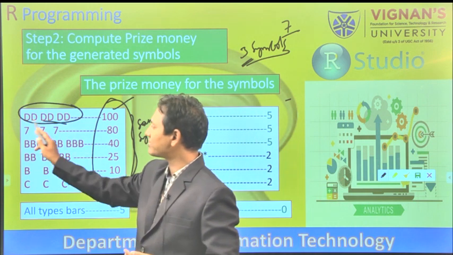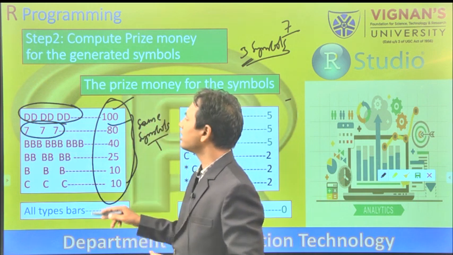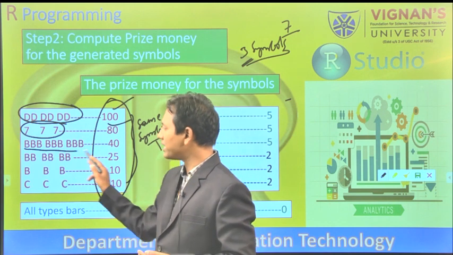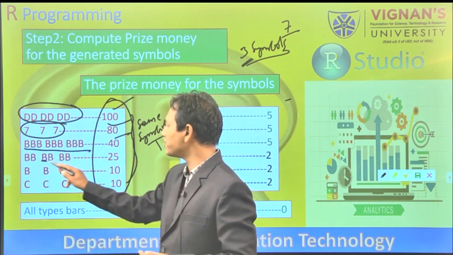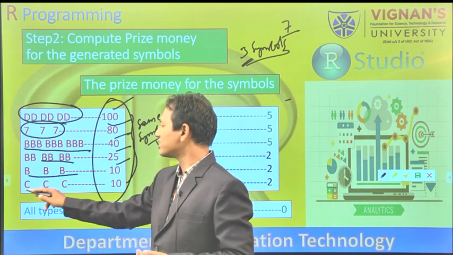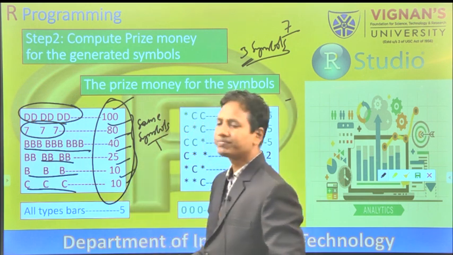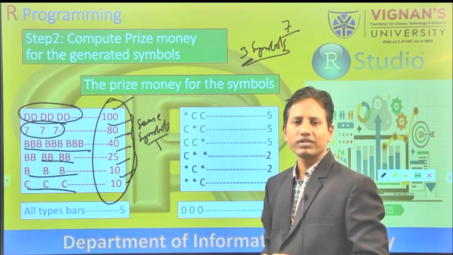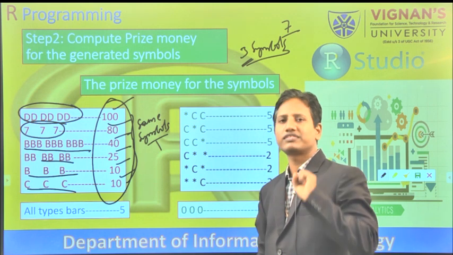If 3 are 7s, we have to give 80. If 3 are triple Bs, then 40. For double Bs, 25. For single Bs, 10. And for cherries, 10. This is the first case.